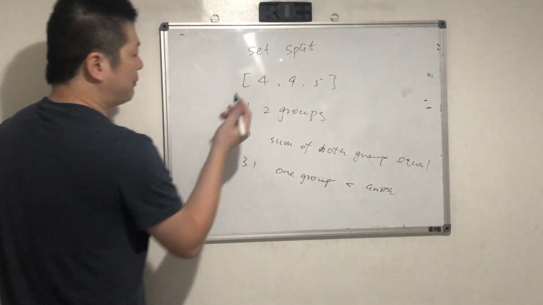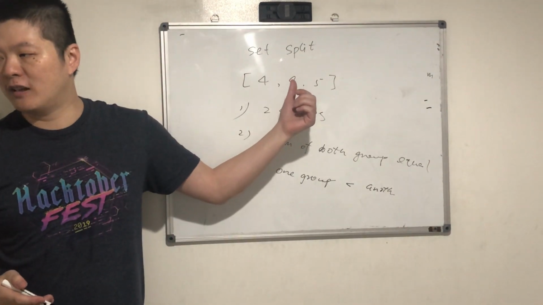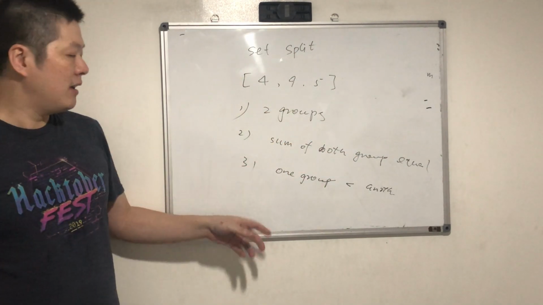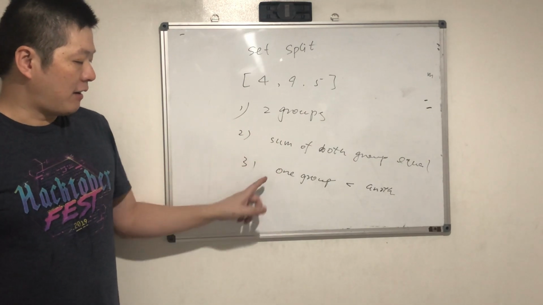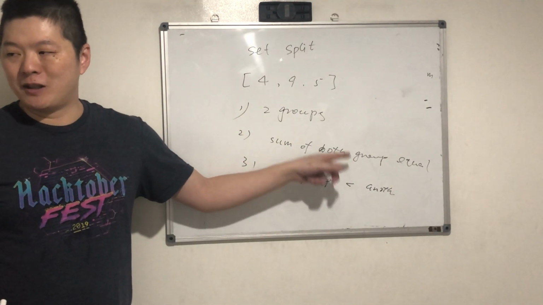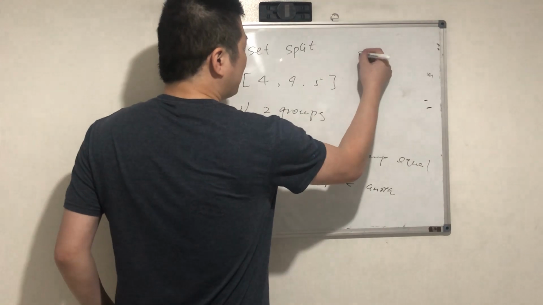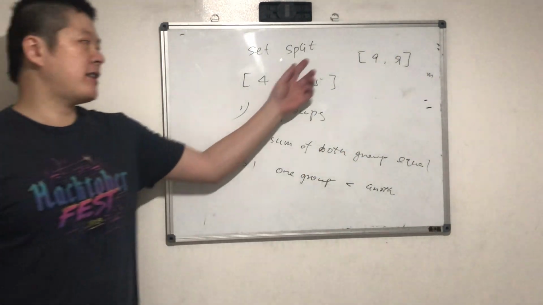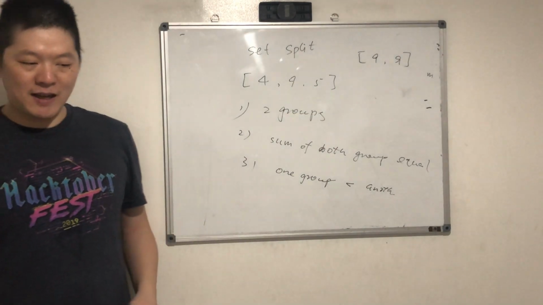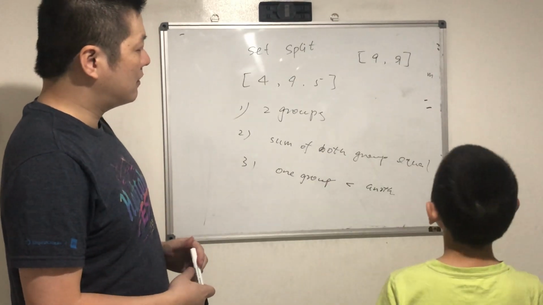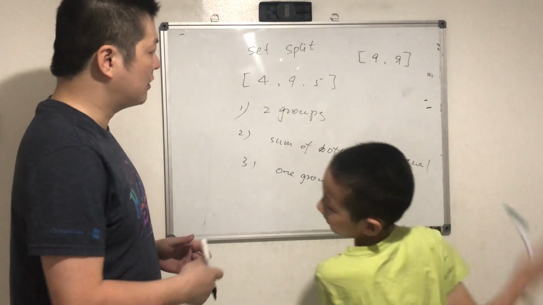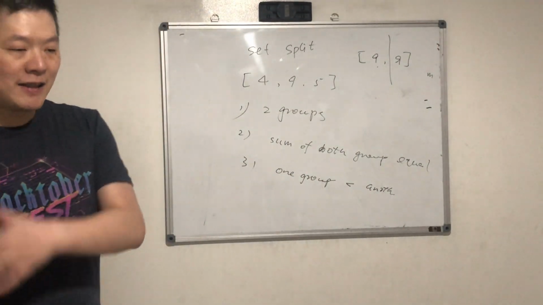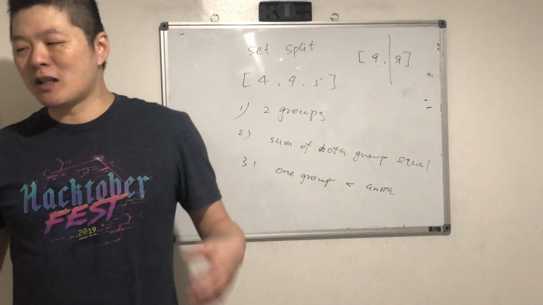So for example, I can split this into two groups, 4, 5, and 9. 4 plus 5 equals 9, the other group. And 4 and 5 are strictly smaller than 9. Can we do this with 9 and 9? Can we split this into two groups? No. Why is that? Because it can only be split into 9 and 9, and 9 is not strictly smaller than 9. Well done, good job.